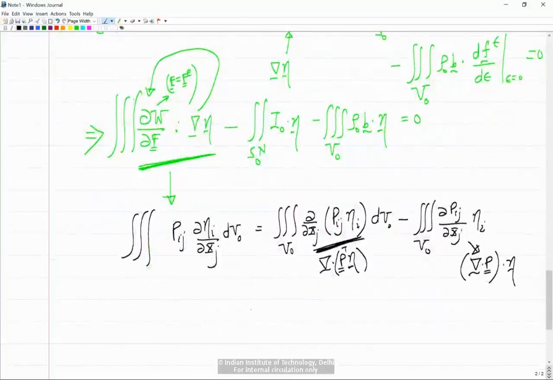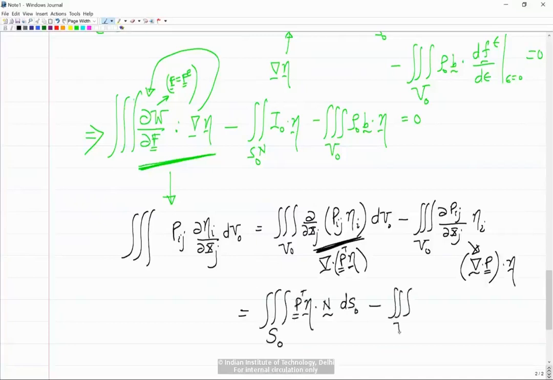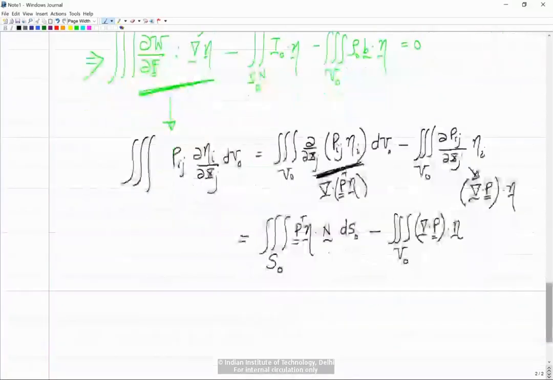Okay, so now the first term is divergence of some vector. You can apply Gauss divergence theorem, right? And it becomes over the surface S naught P transpose eta dot with the outward normal big N dS naught minus divergence dot P dot with eta.